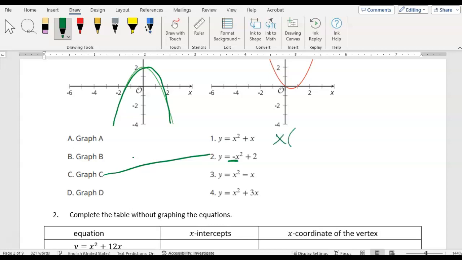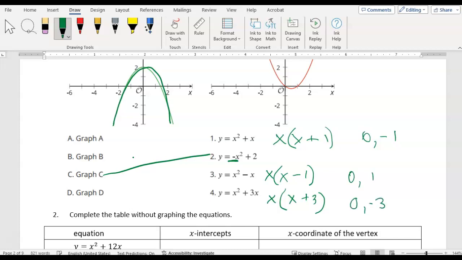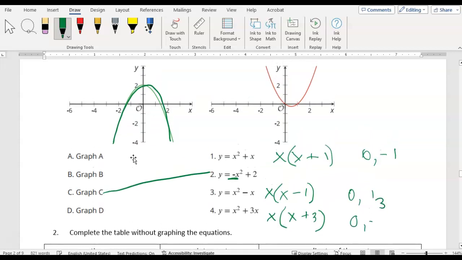This would be the same as x times x plus 1. This would be the same as x times x minus 1. And this would be the same as x times x plus 3. So notice here that our x-intercepts would be 0, negative 1, 0, positive 1, and 0, negative 3. And looking at those, that can help us to match these graphs a little bit better.